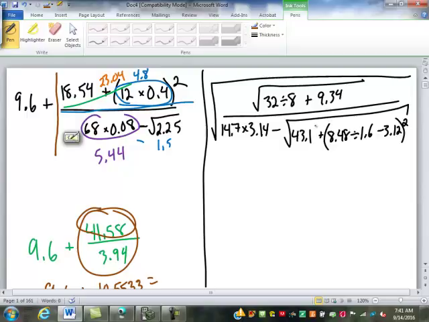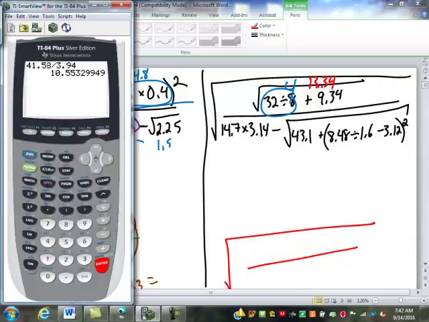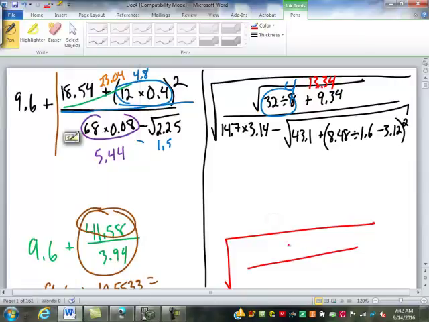Let's try number 2 here. That one looks kind of simple. Where do we start there? I'll help you with this one. 32 divided by 8 is 4. 4 plus 9.34 is 13.34. And then we've got to take the square root of 13.34, which is 3.6523. Sounds about right. Yep, 3.6524 we'll call it.